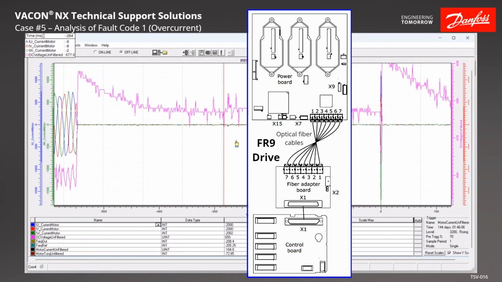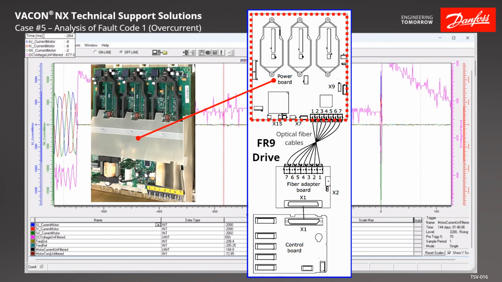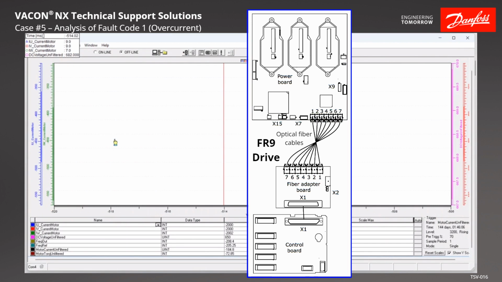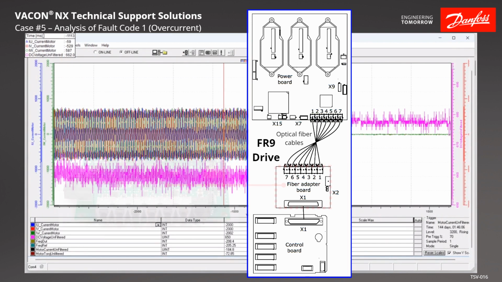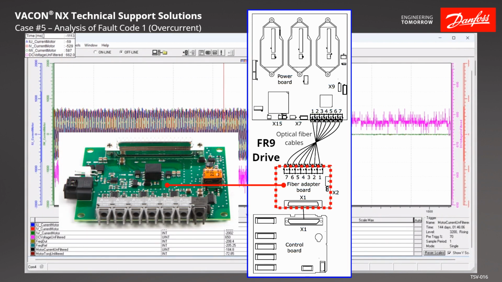Then if that doesn't work, we would go to the power board, because it's the other side of that enable signal that enables the drive to turn on and off. This one just so happened to be the fiber optic adapter or bus coupler, whichever you want to call it. The sender for the fiber optic was getting a little flaky and it was turning on and off.